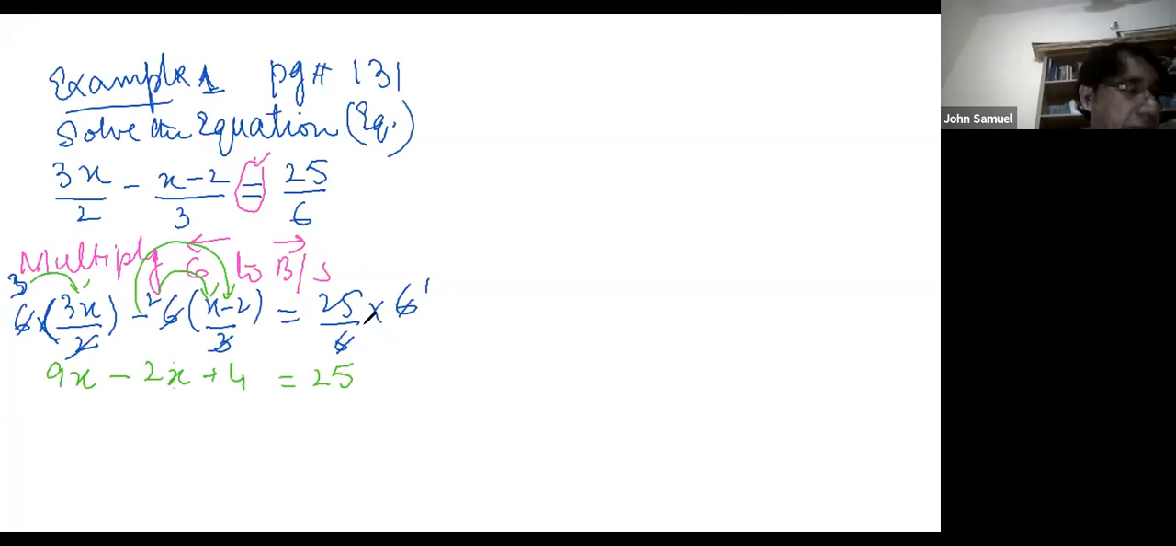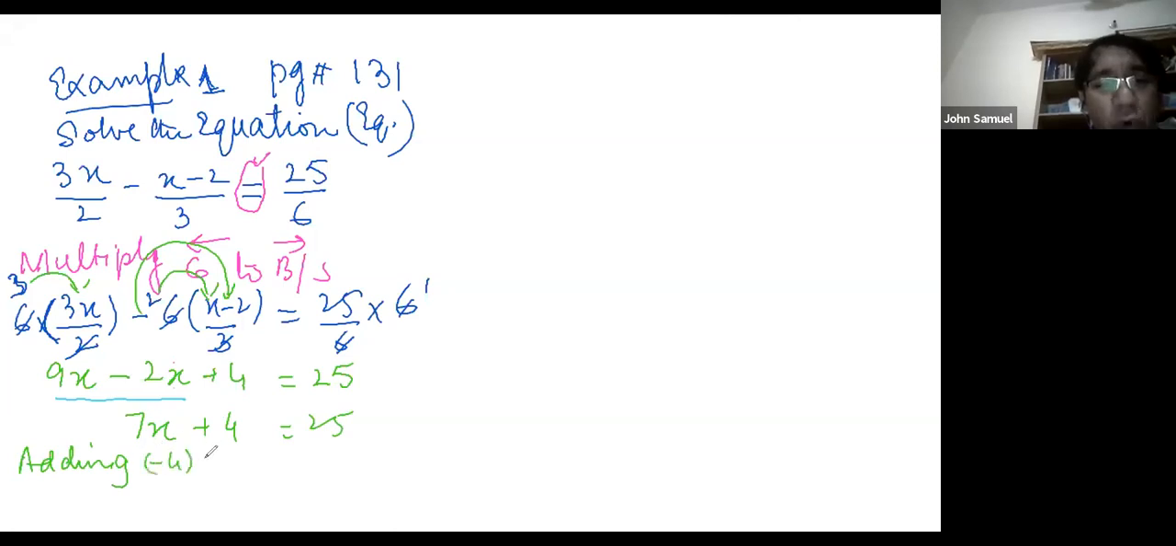Right. Now, as you can see, these are similar terms. For these similar terms, you will subtract: 9x minus 2x will get 7x plus 4 equals 25. And then you can shift this value. As you know, which property will we use? Additive property. So we'll write adding minus 4 to both sides. Please do not get confused.